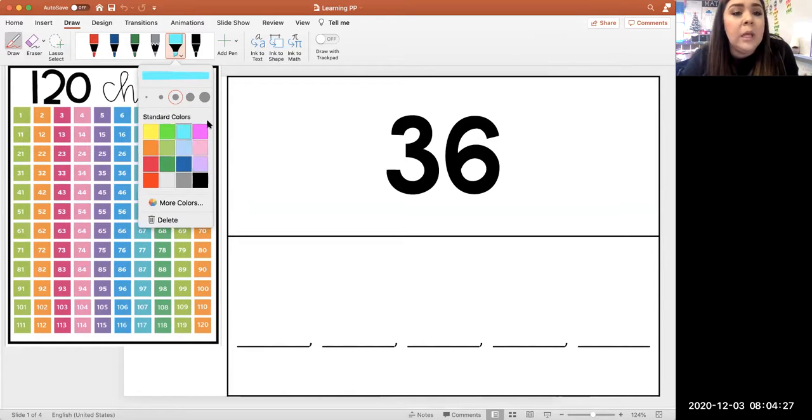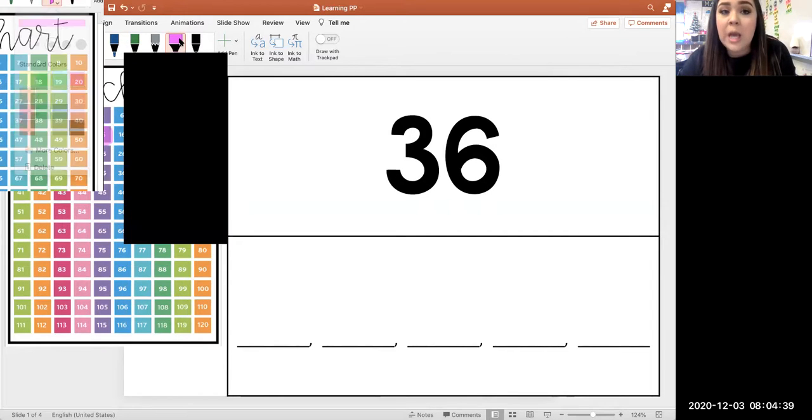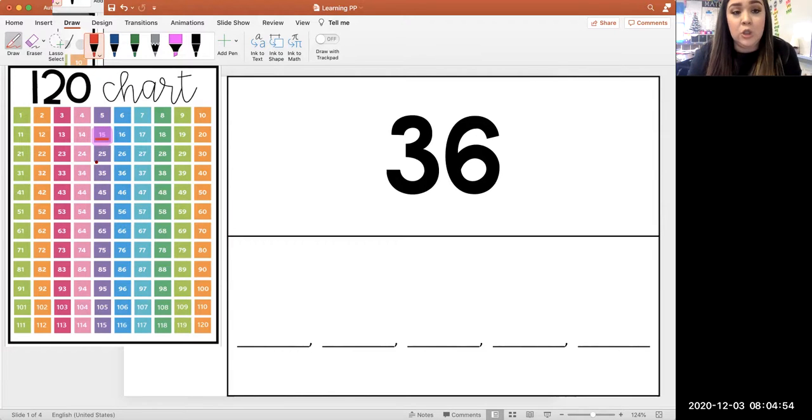So for example, let's say I wanted to start at 15. Okay, so here's 15, I highlighted it in pink. And I can count forwards by tens. Are you ready to watch this? So that means I'm going to go down the same column, counting by tens. And the only number that's going to change is my tens place. So 15, 25, 35, 45, 55, 65, 75, 85, 95, 105, okay?